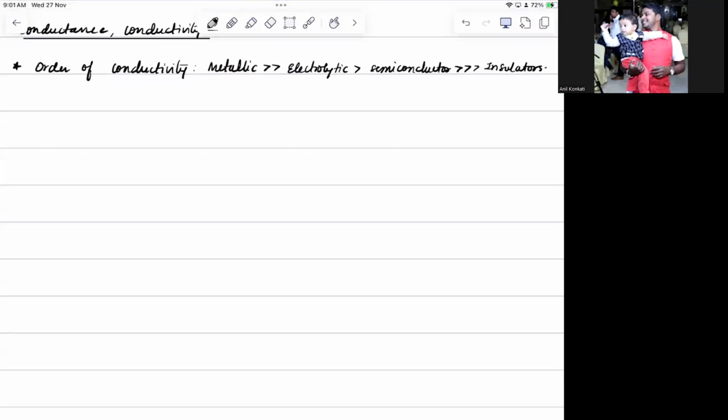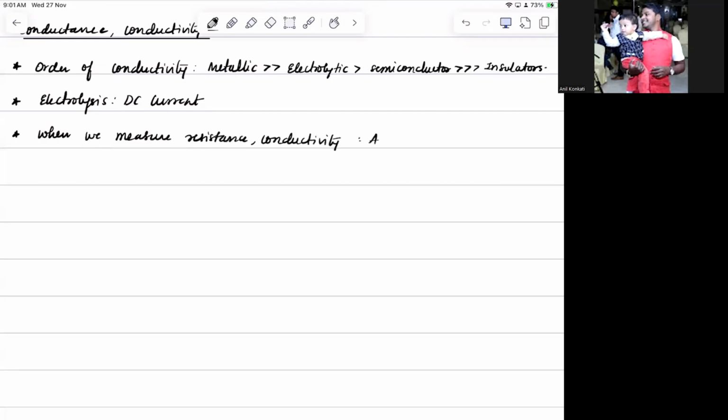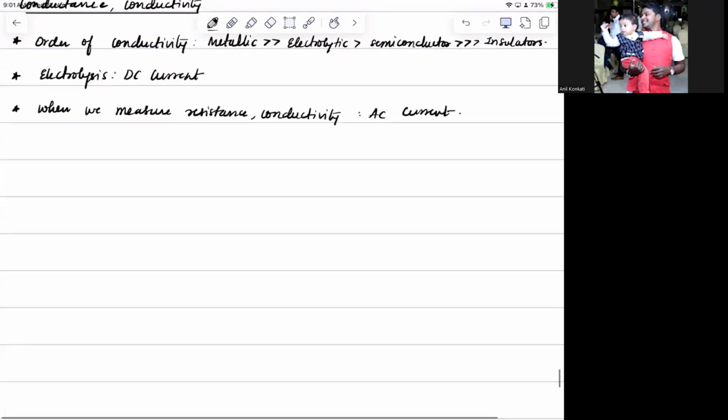And whenever you are using electrolysis, we always use DC current. So keep this in mind. We cannot use AC current. We always have to use DC current. But when we measure resistance or conductivity, then we have to use AC current.